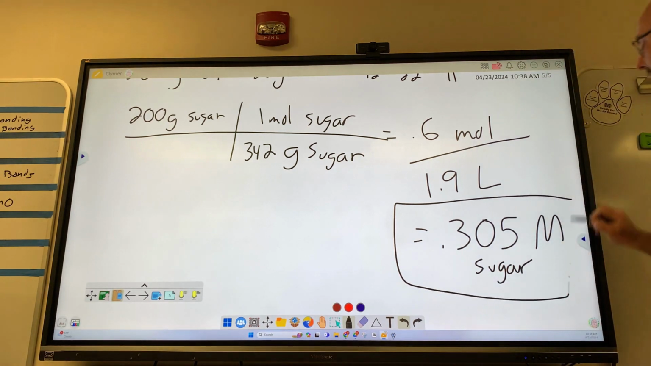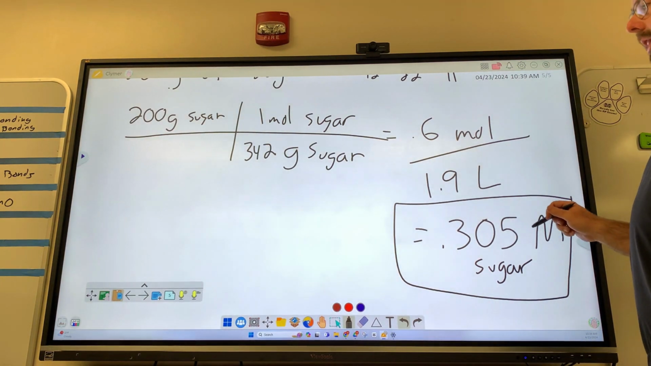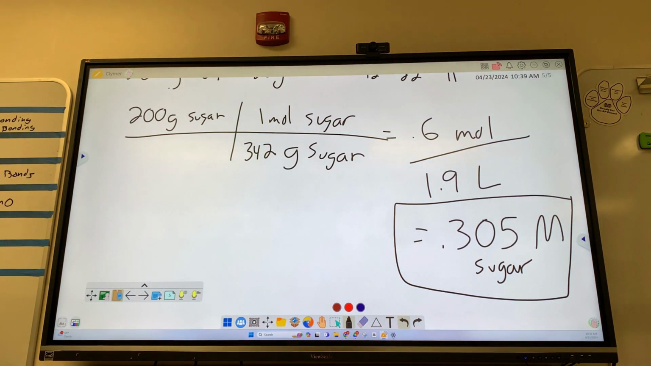So we have a solution of sugar and water, a 0.305 molar sugar solution. That means the concentration of sugar in our Kool-Aid per the recipe is this. Now again, I will admit you guys probably put extra in there, but whatever. This is what it's supposed to be. Okay?